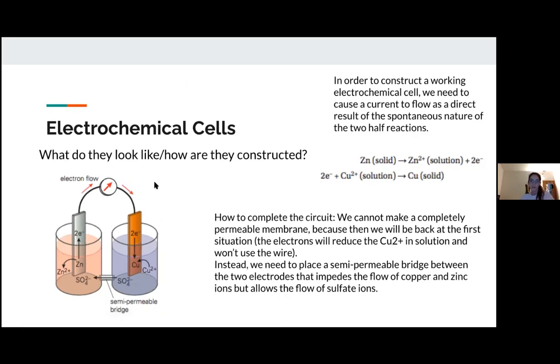And so now this is an actual circuit that will work. The way to complete this circuit is you can't make a completely permeable membrane, because then you'll just be back at the first situation in which the electrons from zinc will just immediately reduce the copper 2+ in solution. So you need to have a semi-permeable bridge between the 2 electrodes that impedes the flow of copper and zinc ions, but allows the flow of sulfate ions. So there won't be a charge buildup, which addresses the problem in the previous slide.